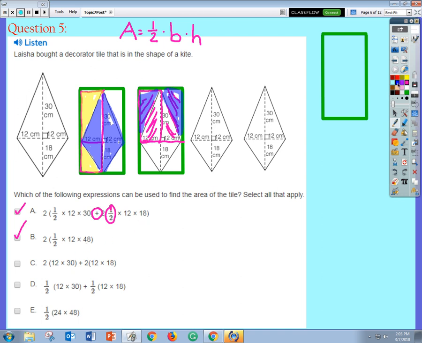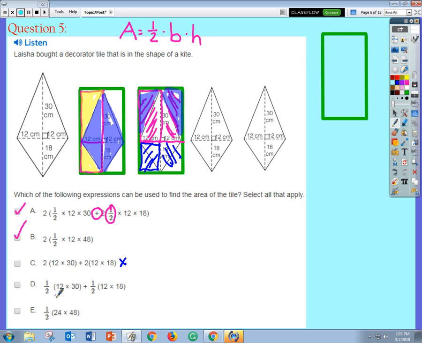Now they're going, hey, let's find the area of this rectangle, 12 times 18. Notice they're not cutting it in half. They're actually taking this area and doubling it, which gives me essentially the whole area of this entire rectangle, not the area of the kite. C is not an answer choice that will work.